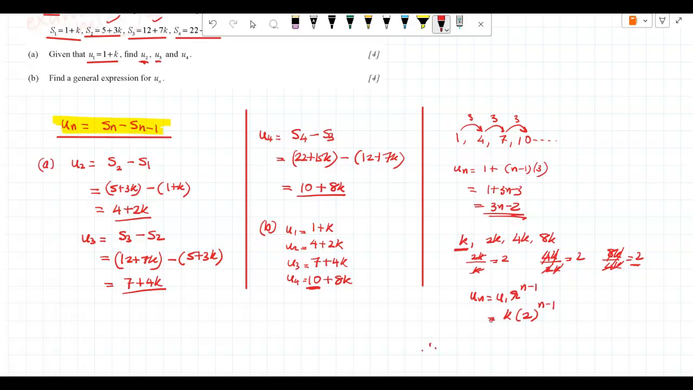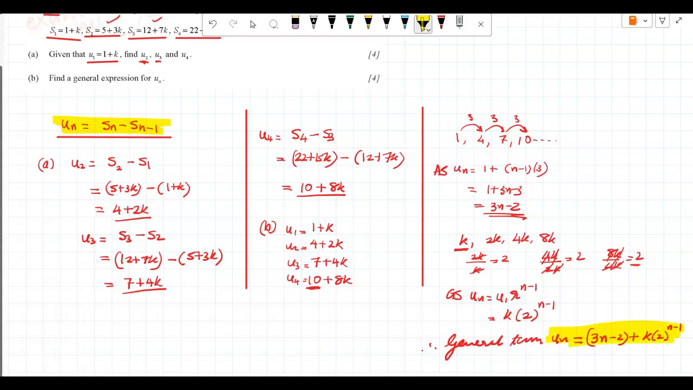So therefore, for the sum, my general term Un overall, correct? This is my arithmetic Un, and this is my geometric Un. This is the arithmetic Un plus the geometric Un. So 3n minus 2 plus k times 2 raised to n minus 1. This is my answer.